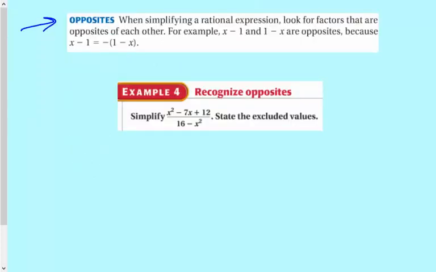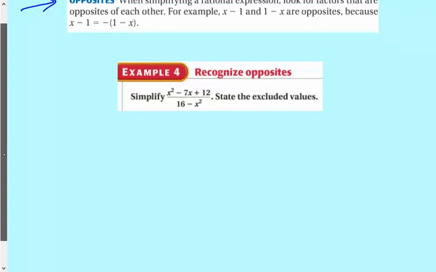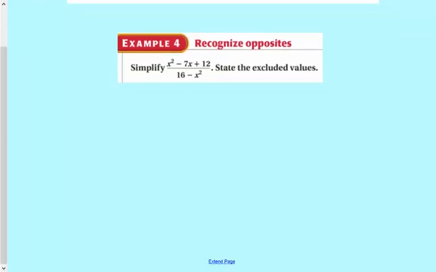Opposites. The book explains it in a weird way, but we've learned how to do this. So I'm going to show you guys this problem here with opposites using our technique. First, I'm going to factor the numerator. Two numbers that multiply +12 but add to -7 are -4 and -3.